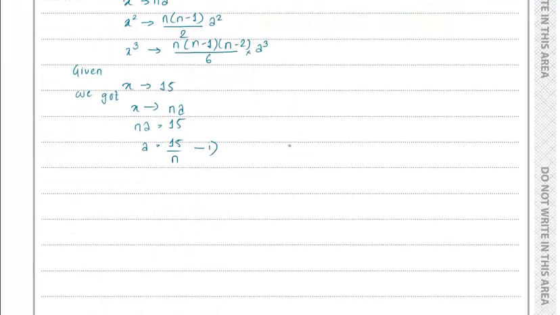x cube. So the coefficient of x square we got was n multiplied by n minus 1 by 2 a squared, and the coefficient of x cubed to be n multiplied by n minus 1 multiplied by n minus 2 by 6 a cube. So we can just equate this. So they said that the coefficient of x squared is equal to the coefficient of x cubed.